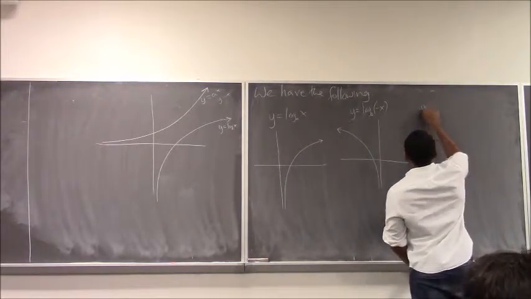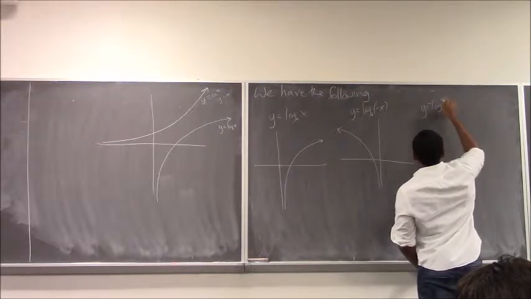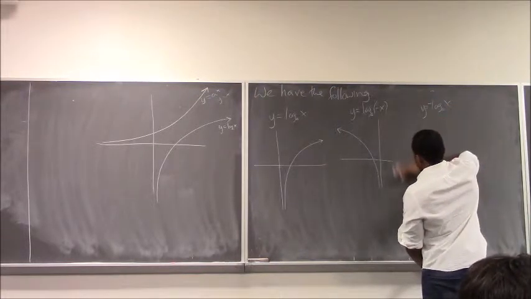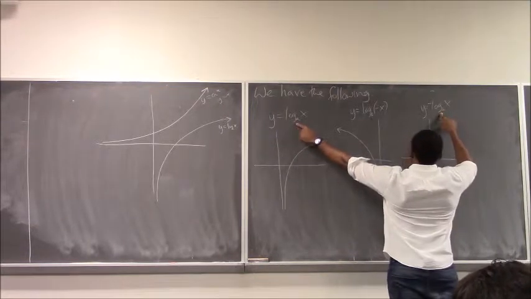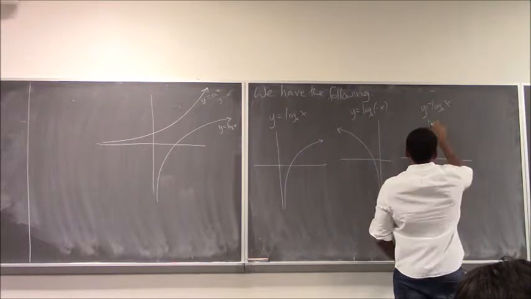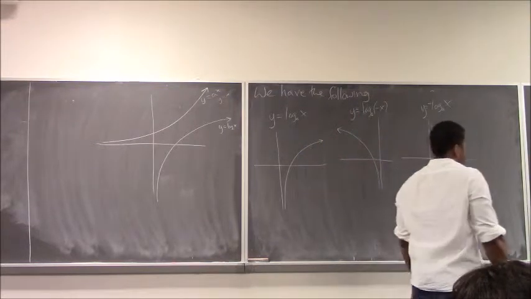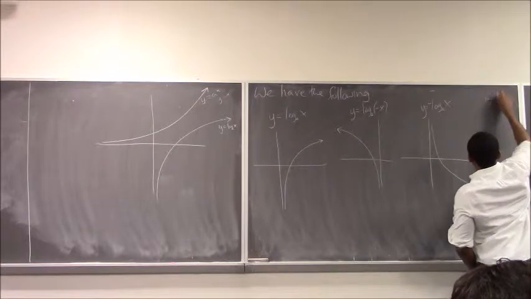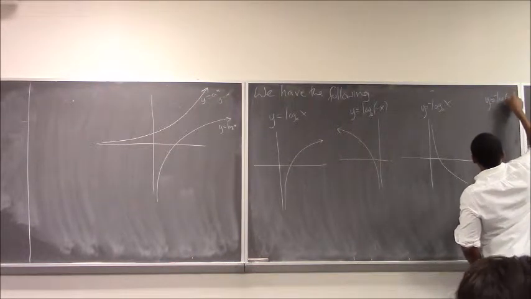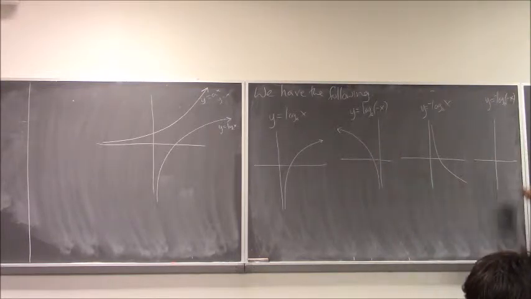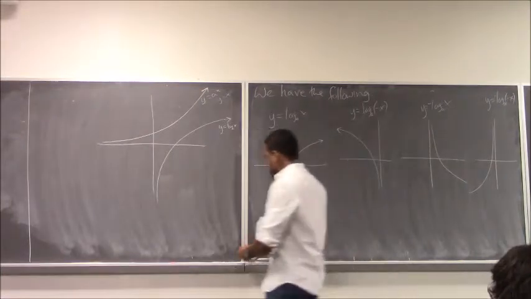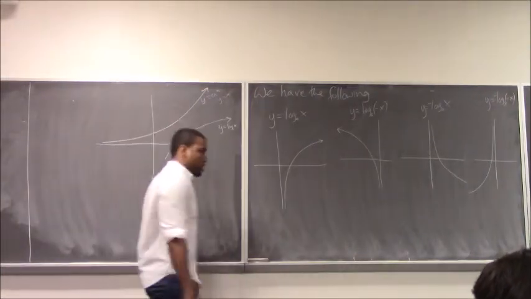If I want to graph y equals minus log to the base a of x, then that's just the negative of this one. That means this flips upside down. If I want y equals minus log to the base a of minus x, then this graph flips upside down. So those are all your transformations in the logarithm.